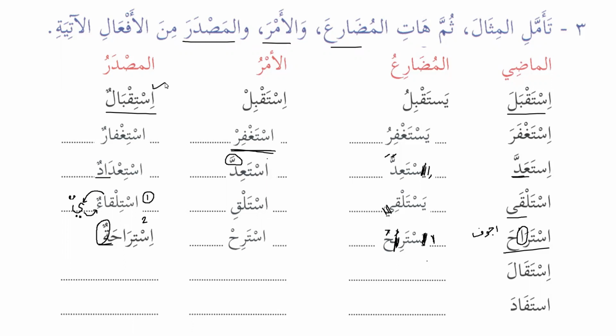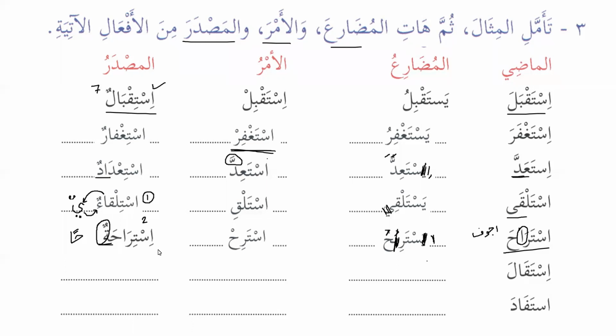How many do we have? 7 letters in the masdar, 7, okay? When you look at istirahun, if you make it istiraha yastarihu, it will be istirahan. When you make it istirahan, what happens? There is one alif, one letter that is naqis, one letter is deficient.